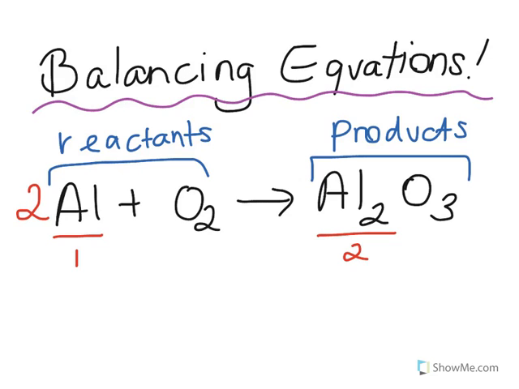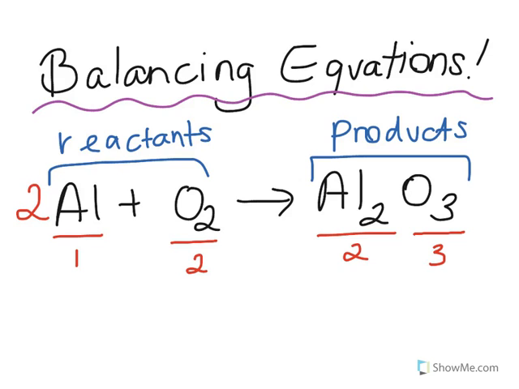Now let's have a look at the oxygen. On the reactant side we have 2 oxygen atoms. They're diatomic, so they're bonded together, but there are 2 of them. And on this side we have 3. Now what can I do to make the reactants equal? So I need to have 3 on the reactant side.